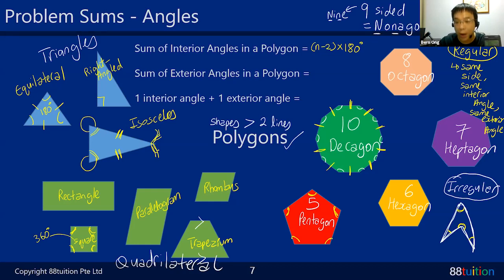And if they use the word regular, it means they are the same. What can you do? Simply take 540, divide by 5 sides. Answer 108. If they use the word regular, can you see or not? Regular means the sides are the same, the angles inside are the same. So this formula is very useful.